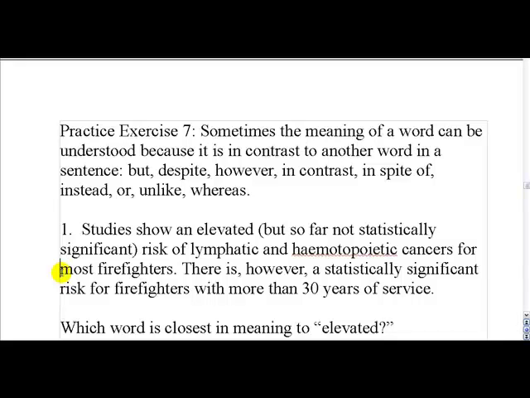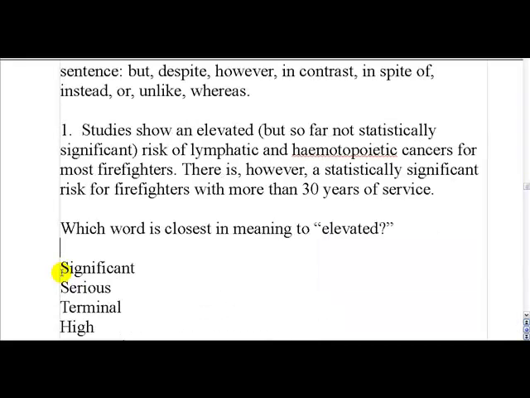So it looks like this reading passage is trying to say that if you've been a firefighter for a short time, you probably don't have a high risk of cancer. But if you have been a firefighter for more than 30 years, you do have a higher risk for cancer. So elevated. What's a synonym for elevated? Significant? No, because right after elevated it says not statistically significant. So if it's not really significant, then maybe it's not serious.